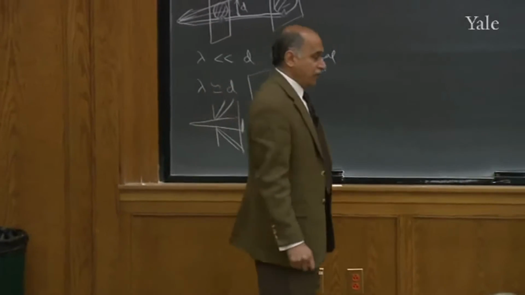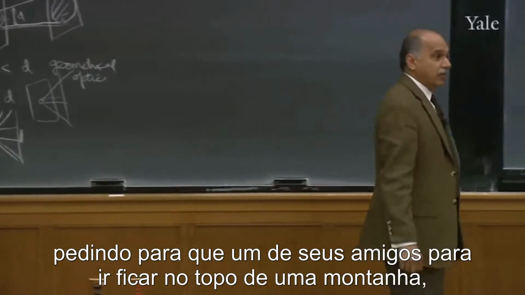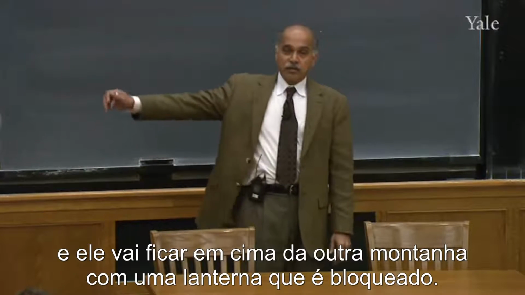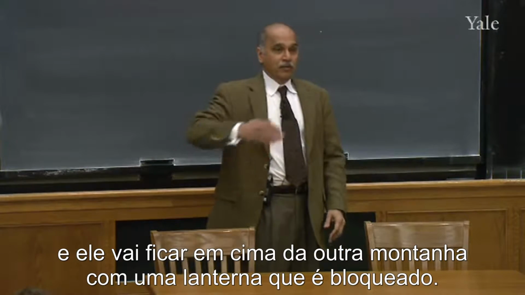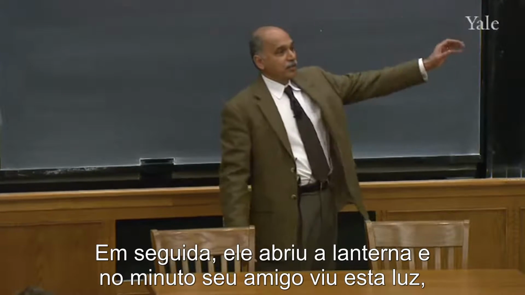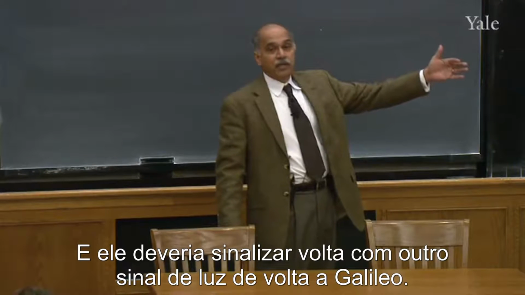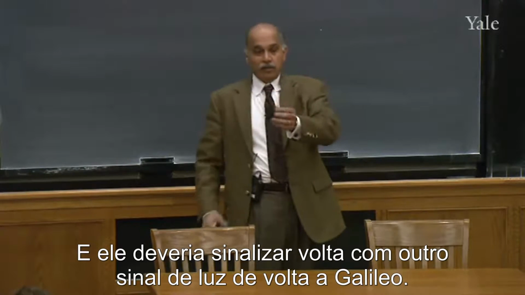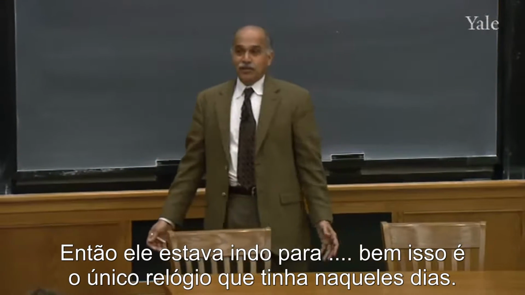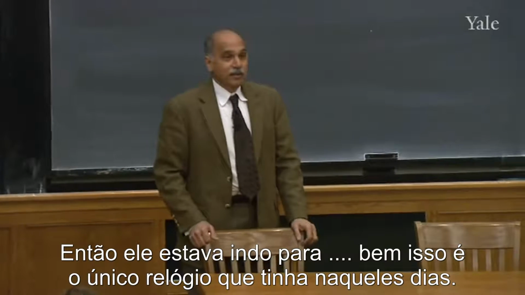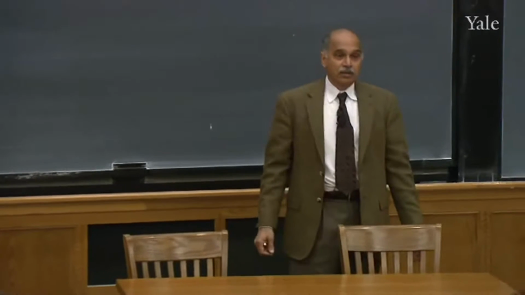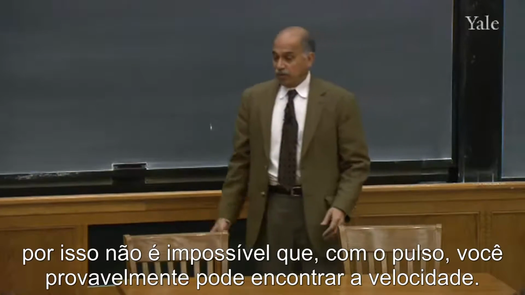So Galileo tried to find the velocity of light by asking one of his buddies to go stand on top of one mountain, and he was going to stand on top of the other mountain with a lantern, which was blocked. Then he's going to open the lantern, and the minute his friend saw that light, he was supposed to signal back with another light signal, coming back to Galileo. Meanwhile, he was timing it with his pulse. Well, that's the only clock you had in those days. And I think the two mountains were like 20 miles apart or something. So it's not impossible that with the pulse you can probably find the velocity.